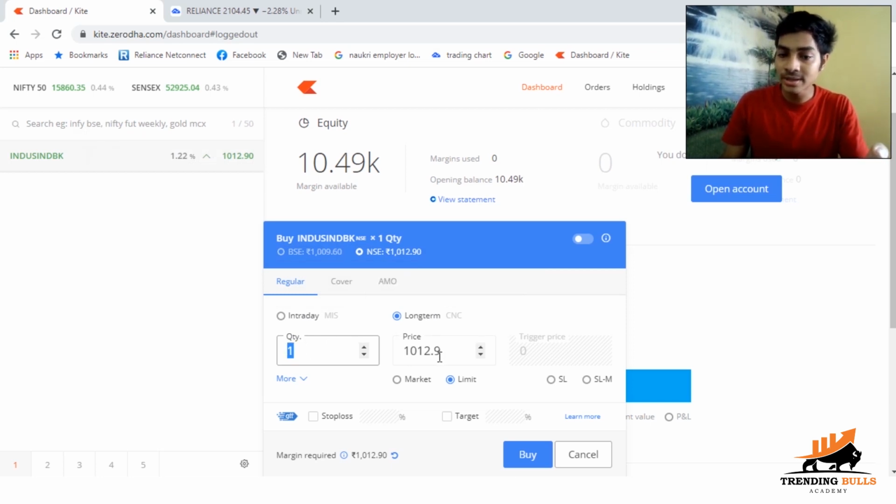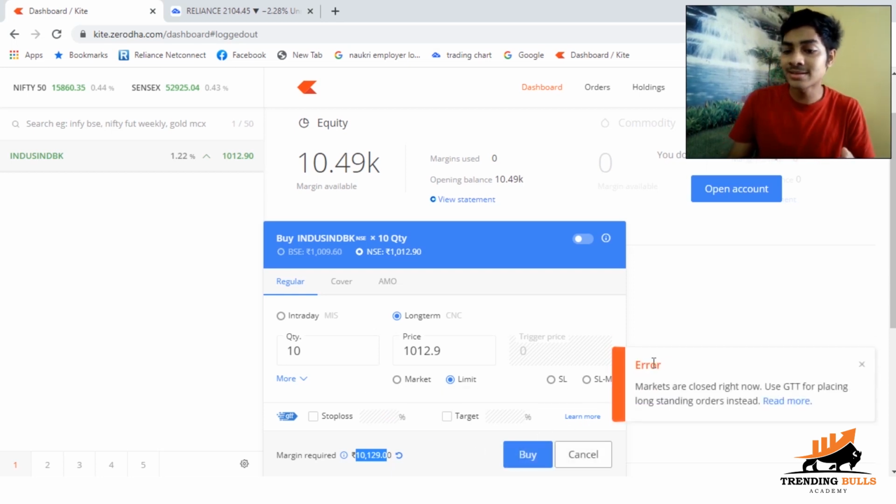So for one quantity, you can see the price is 1012, that is the LTP or latest traded price, or you can even say the last traded price. So you need to have a margin of 1012 in your demat account. Currently I have 10,500, so I can buy approximately up to 10 shares. If I want to buy 10 shares at 1012, then I need this capital in my demat account. Then I simply click on buy.